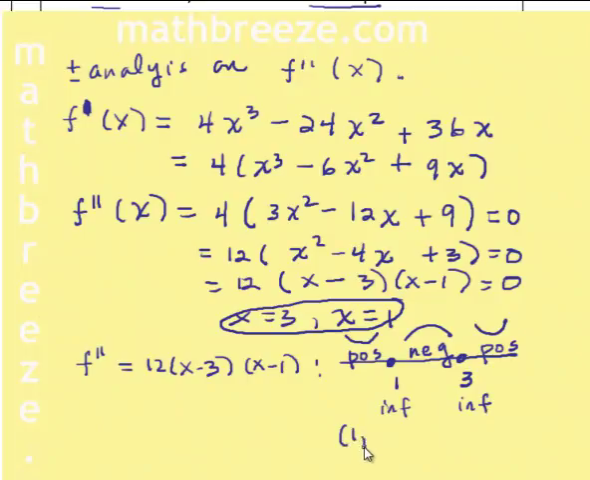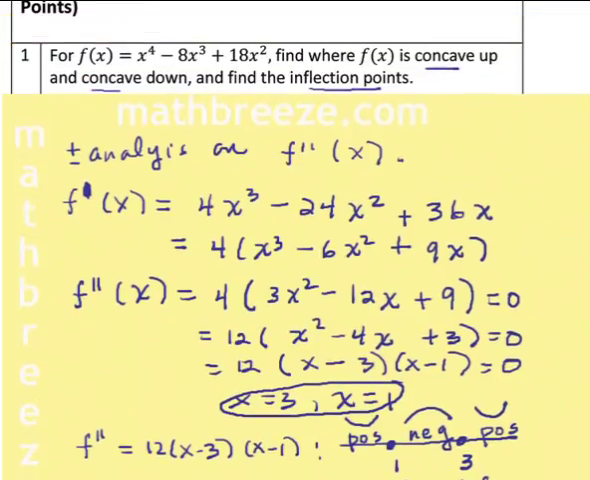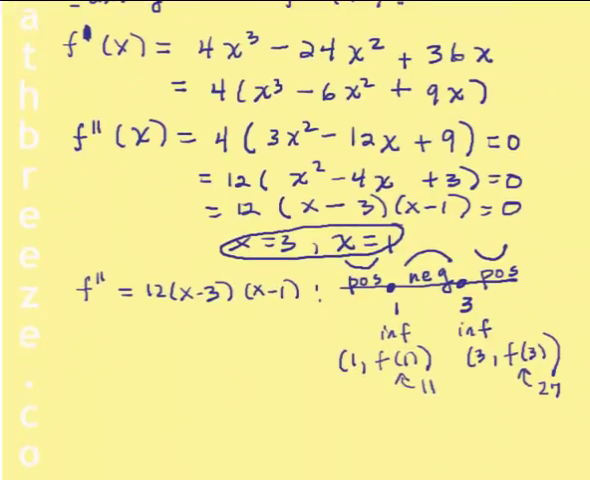So that would be 1, and this is f of 1, and this is 3, f of 3. We substitute this 1 back into the original function and this 3 into the original function, and we get the y coordinates. So we have 1 comma 11 is an inflection point, and 3 comma 27 is an inflection point.